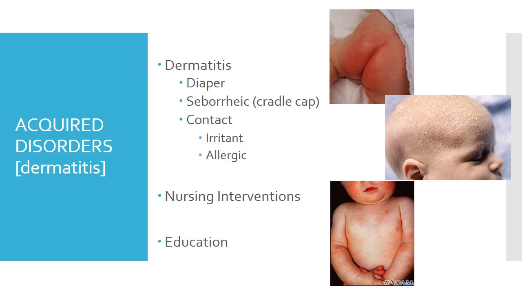The next type of dermatitis is seborrheic or cradle cap, and that's what you see there in the middle. That is your very commonly looking cradle cap. It can also be found in the body folds. The most common one is going to be the cradle cap that you'll see.